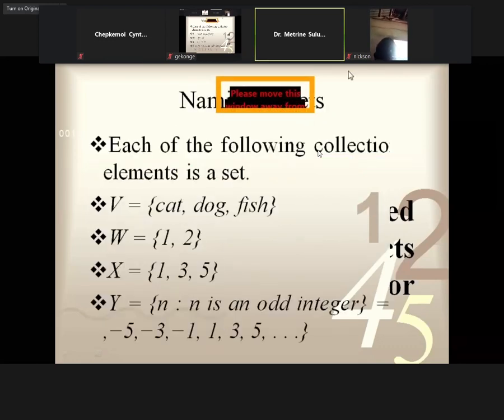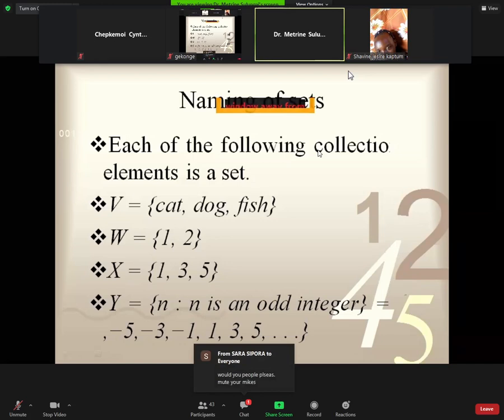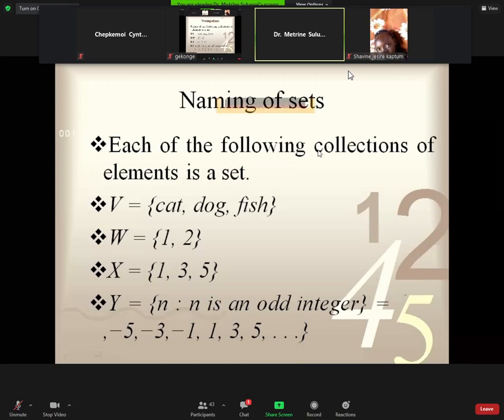Now, naming of sets. A set is a collection of elements, a collection of objects which we call either elements or members. We have said we can call them elements or objects. I'm repeating a little of what we did last week for the sake of those who were not there. On my shared screen, I have four examples of sets: set V, set W, set X, and set Y. When we are naming sets, they always have a name, and names are always represented in capital letters.